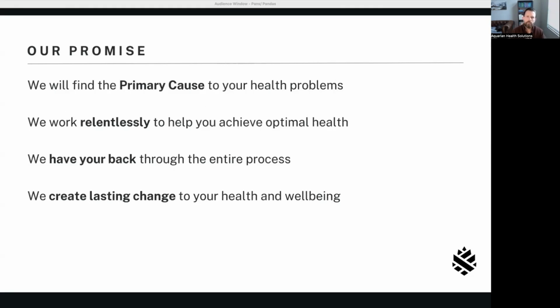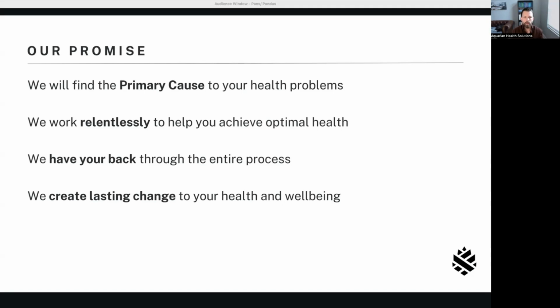The promise we make all of our patients is that we find the primary cause of our health problems. That involves us digging really deep and uncovering everything through different types of testing, through very extensive case histories. We go very deep to really uncover the true root of illness. And once we've done that, we work really hard alongside the patient to help them achieve optimal wellness.